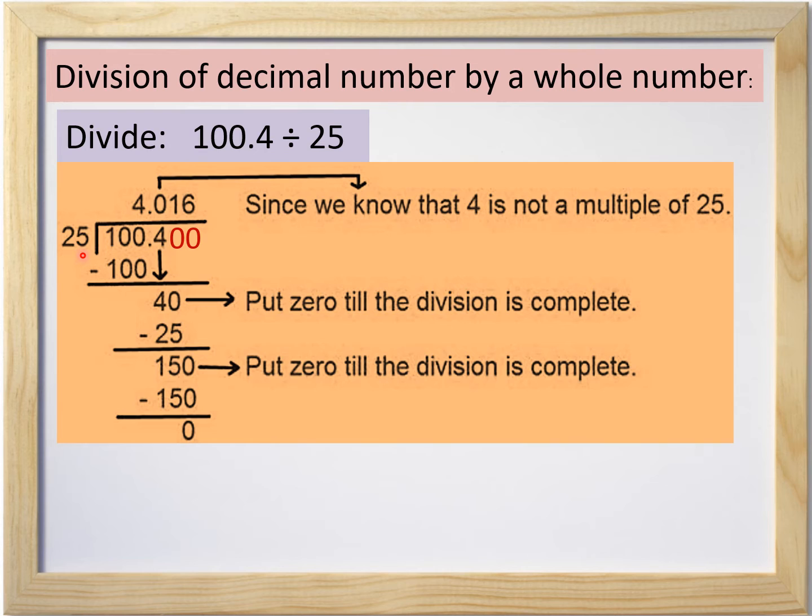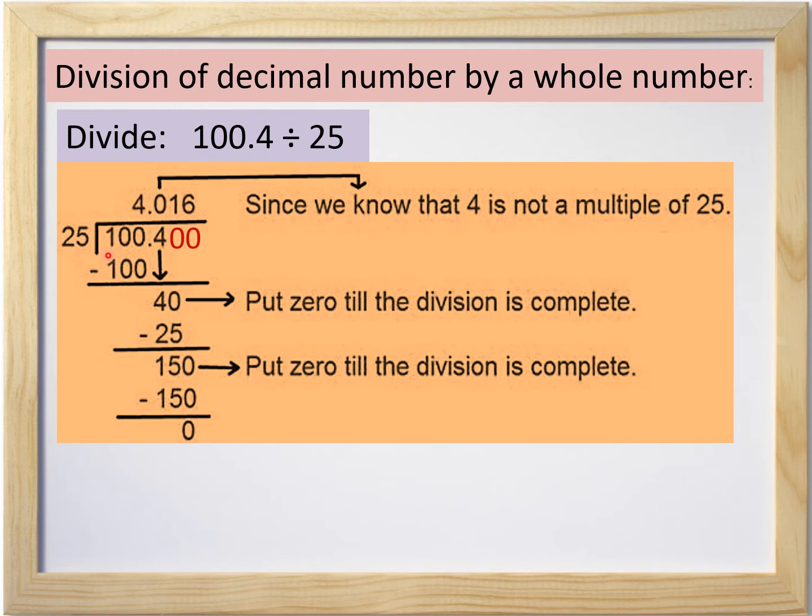Now let us divide. So 25 will go in 100 4 times. 25 fours are 100. So 100 minus 100 is equal to 0. So you have to put the quotient 4.